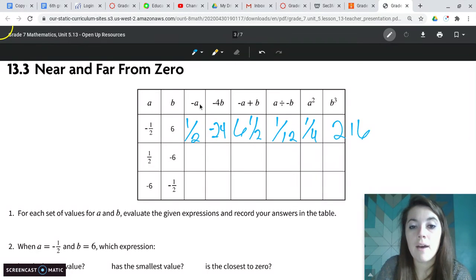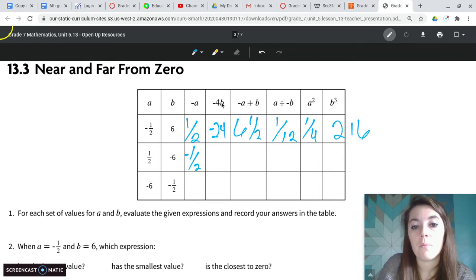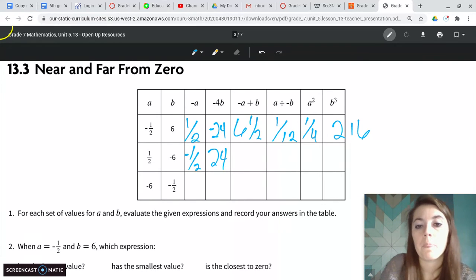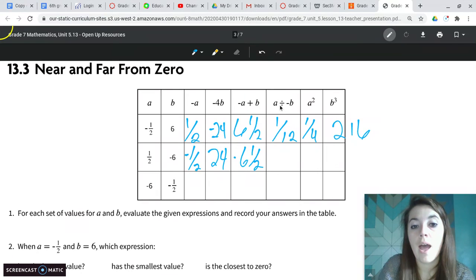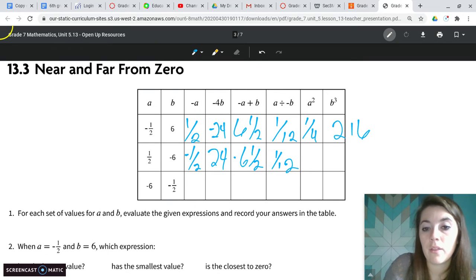All right, so now we're going to do the same thing, but our A and B values are slightly different. A is 1/2, so when we do negative A, we're going to get negative 1/2. We have negative 4B. This was negative 6. So negative 4 times negative 6 will give us a positive 24. Negative A plus B. Now we make this negative. So we have a negative 1/2 plus negative 6. That'll give us a negative 6 1/2. A half divided by negative B, which is a half divided by positive 6. So that'll give us a positive 1/12.